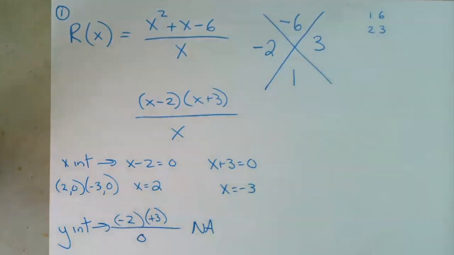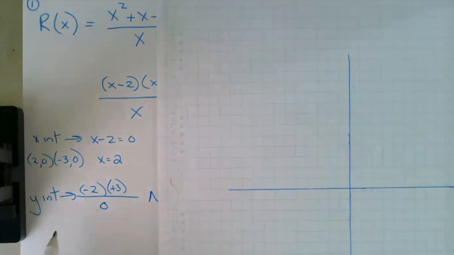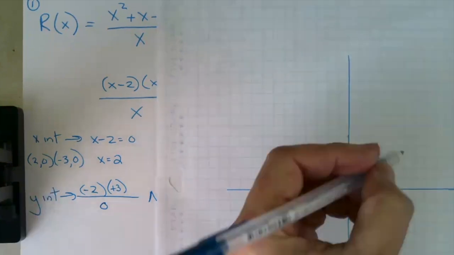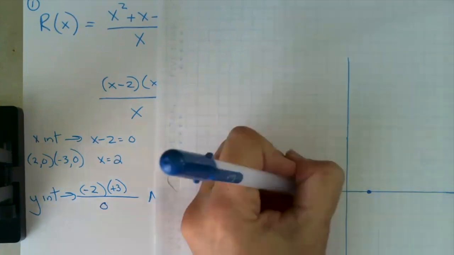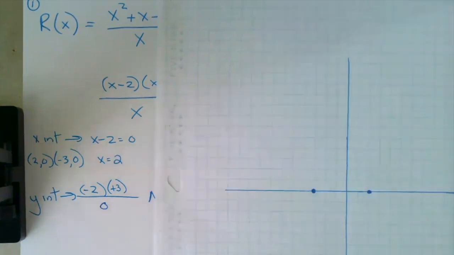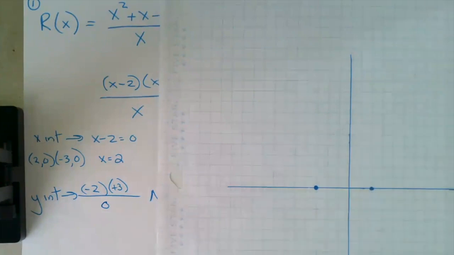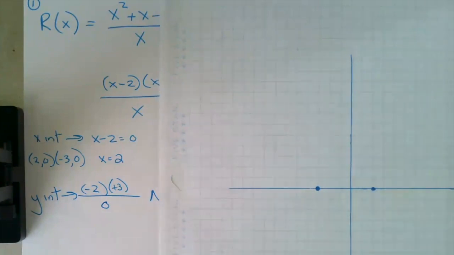Okay? And so then if I go ahead and bring some graph paper over, I've got my two x-intercepts. I've got over 2, up 0, and I've got over -3, up 0. And I do not cross this y-axis. That means the y-axis is an asymptote, and we'll get to that in the next video.